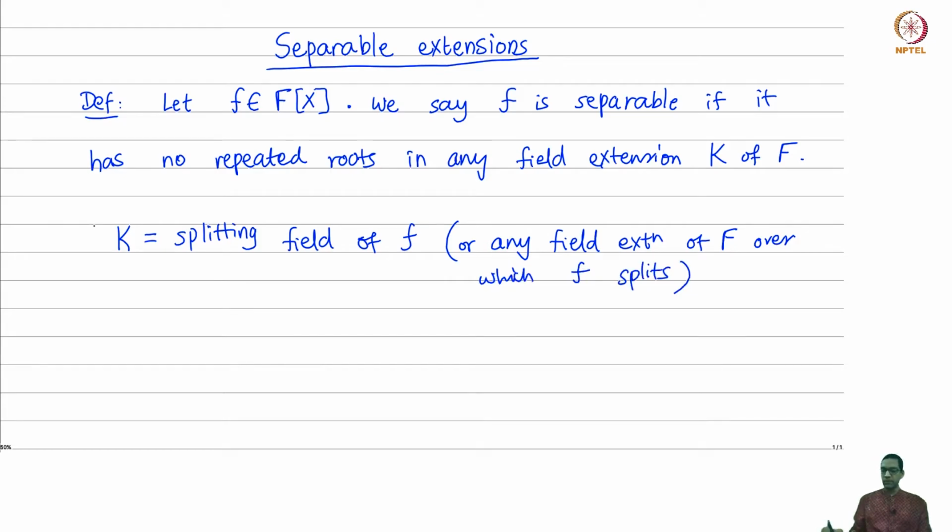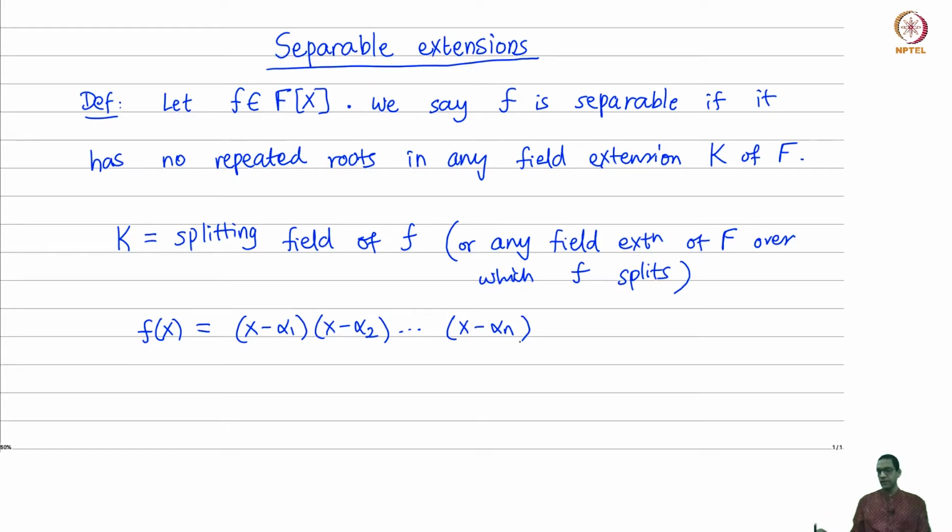So it's sort of enough to check. To check if a polynomial is separable, you just have to check whether it has repeated roots in this particular extension. And why is that? Because here f splits completely into linear factors, x minus alpha, not necessarily distinct, and if no two of the alphas are equal in K, then you can be sure that you will not have repeated roots of f in any other field extension.